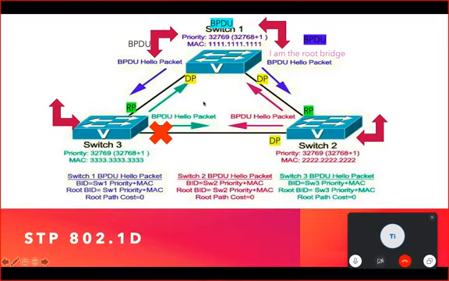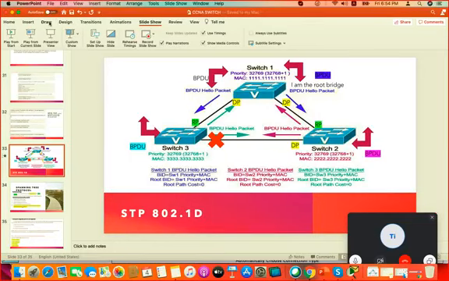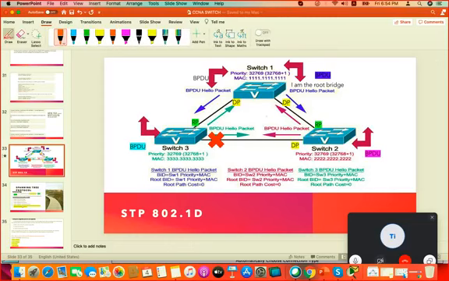So the lowest cost towards the root bridge. If you see this port and this port on switch 3, there are two ports. One port is here, second port is here. The lowest cost towards the root bridge is 19 from this side. And if you go from this side, then you will see 19 and 19. I will show you here. Just give me 1 minute. See, this is 19, this is 19, and this is 19.